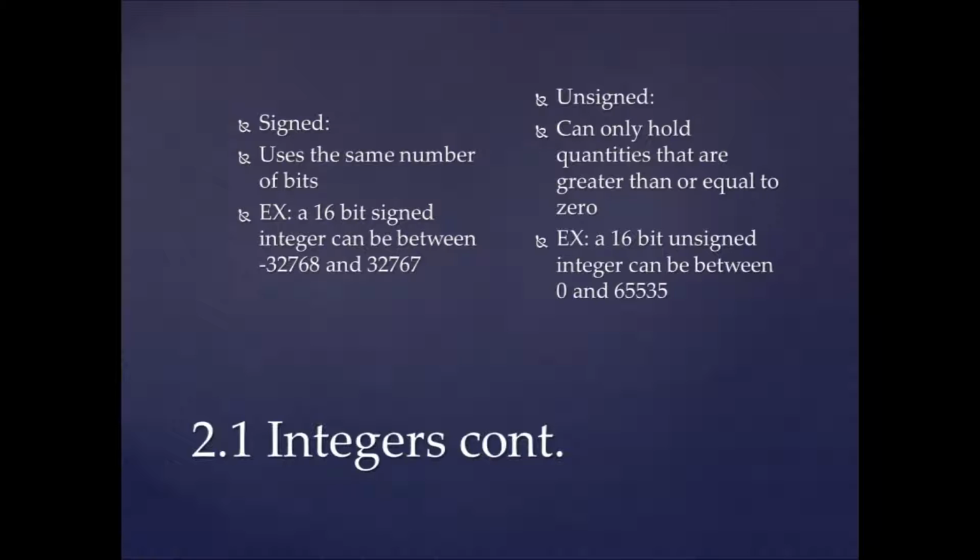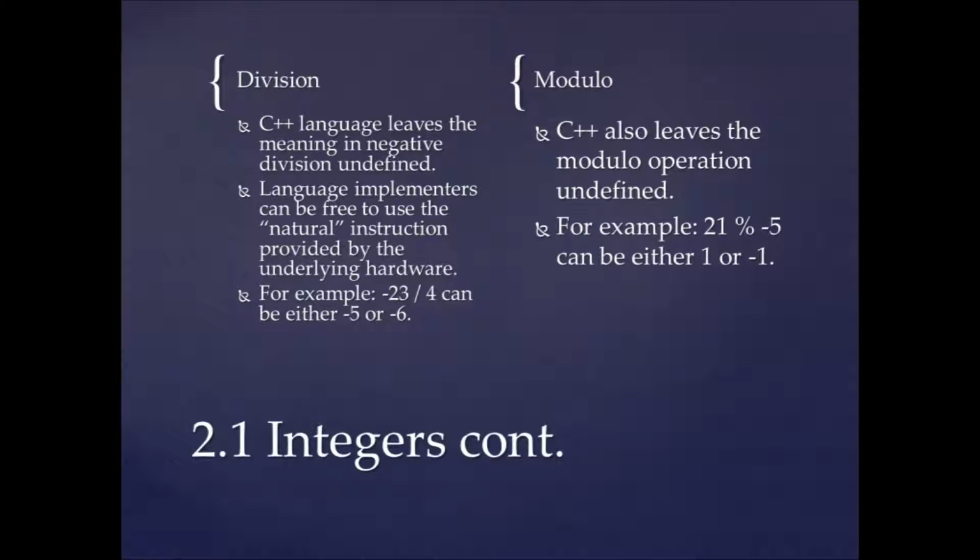For example, a 16-bit unsigned integer can be between 0 and 65,535, while a signed 16-bit integer can be between negative 32,768 and 32,767. For division and modulo operations on negative integers, the C++ language leaves the meaning undefined.